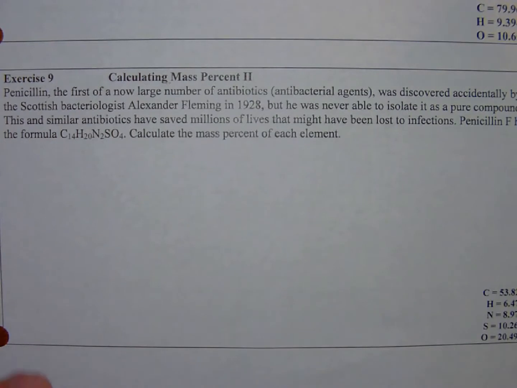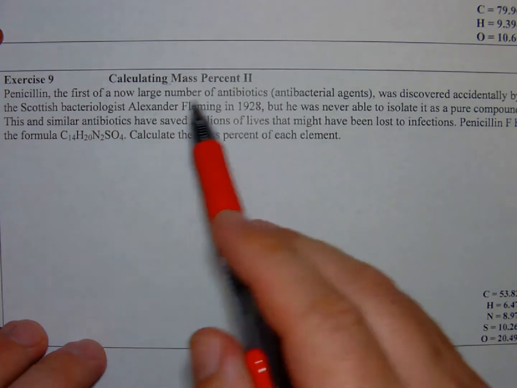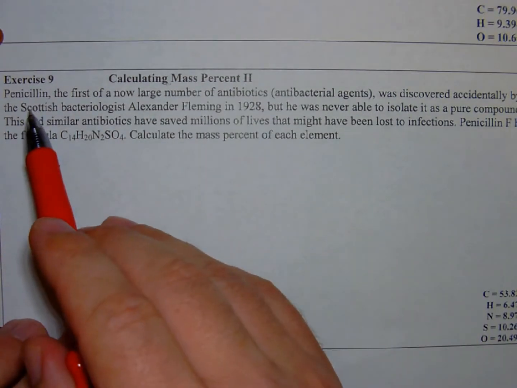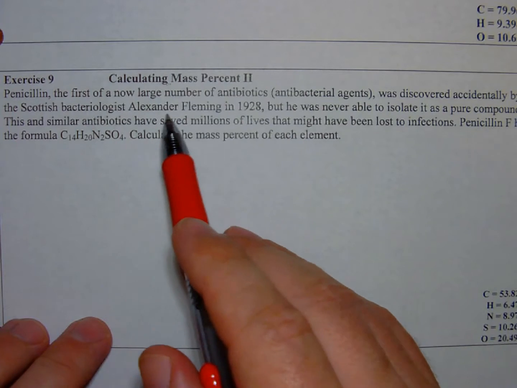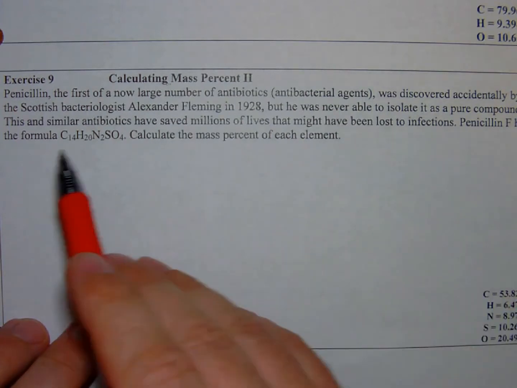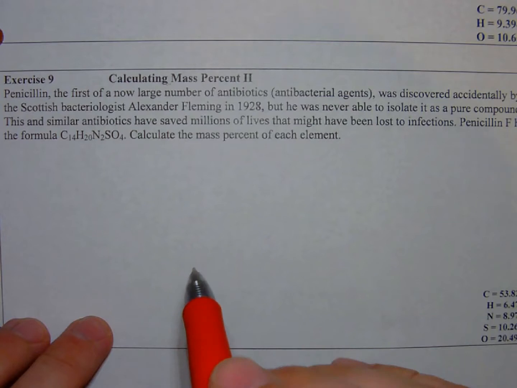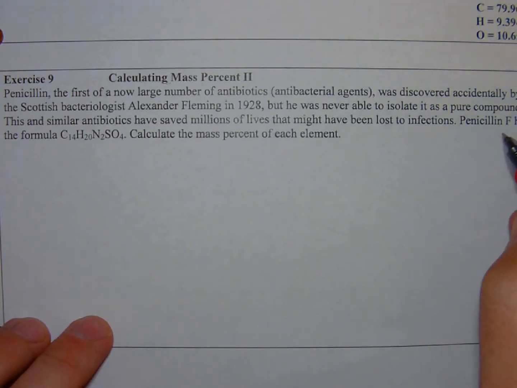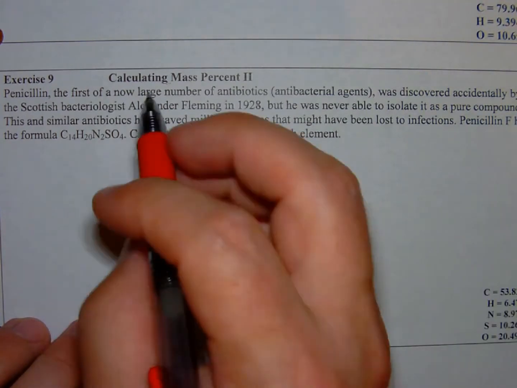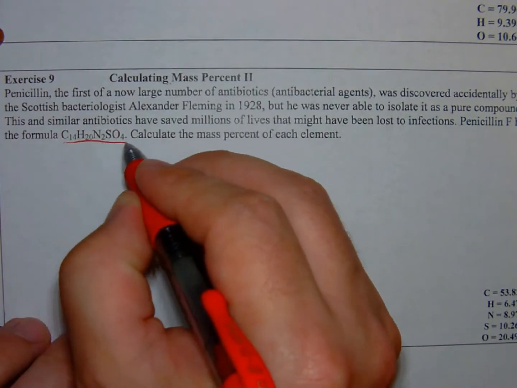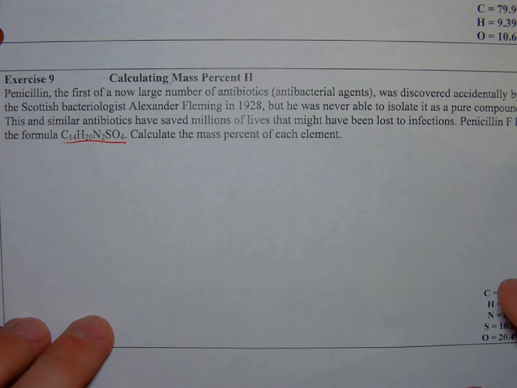Right, exercise number 9. Our second problem, calculating mass percent. Penicillin, blah blah blah. Interesting stuff, but not going to help us solve this problem until we get to: penicillin has a formula of C14H20N2SO4. Calculate the mass percentage of each element.